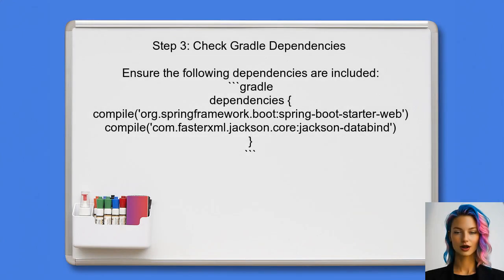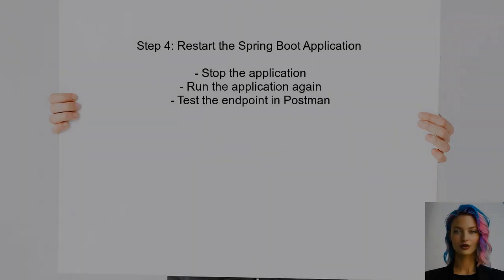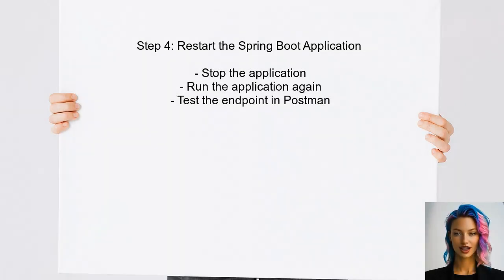Additionally, the user should check the Gradle dependencies to confirm that the necessary libraries for JSON processing are included. The Jackson library is essential for converting JSON to Java objects. Finally, the user should restart the Spring Boot application after making these changes. This ensures that all configurations are reloaded and any dependency updates take effect.